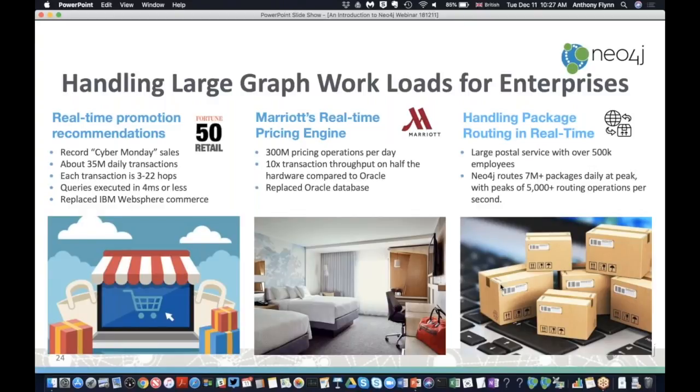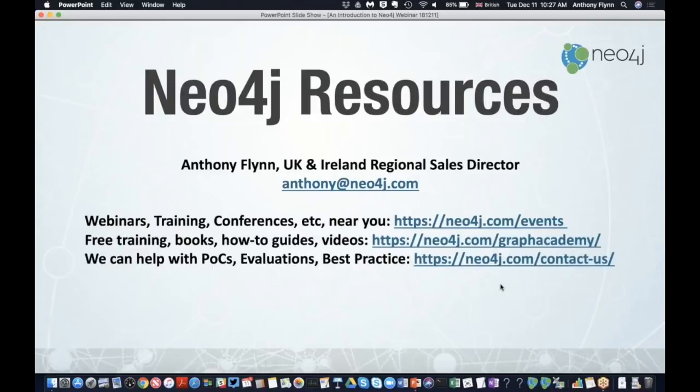So all of these speak to the fact that Neo4j is a technology that can start small and can scale up to even the largest workloads. So that's really it. It's a very whistle-stop tour, I appreciate. We'll take some time here for questions.